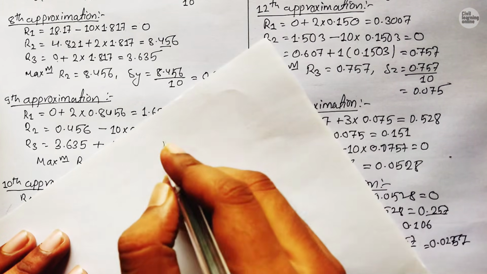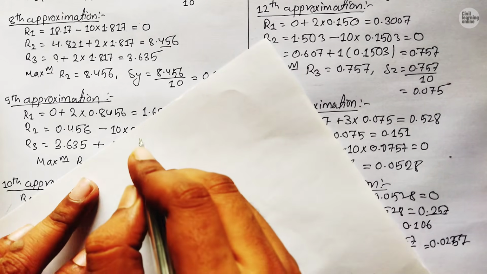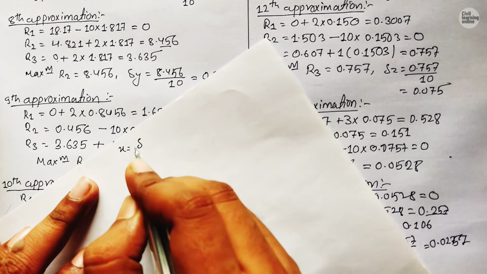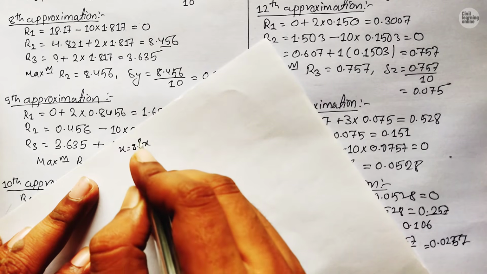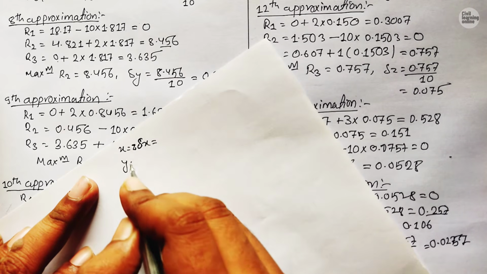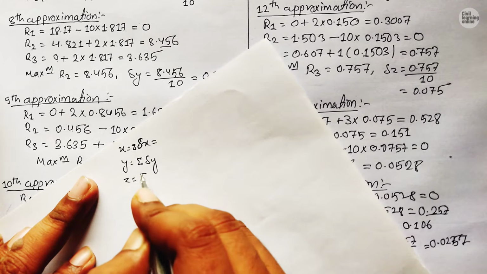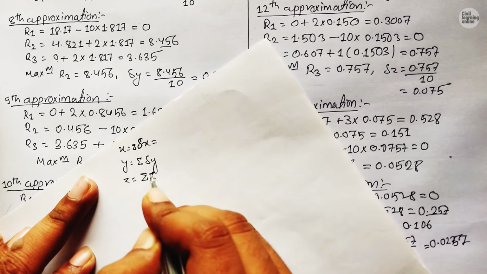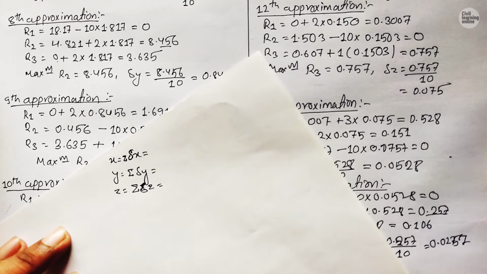Once we have calculated the value of del X, del Y, del Z up to 14th approximation, we have to find the value of X. So value of X will be equal to the summation of all the values of del X. Similarly Y will be equal to summation del Y, and Z will be equal to summation del Z. Means we are going to add up all increment values which we have calculated in the numerical.